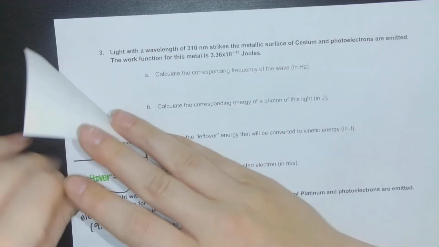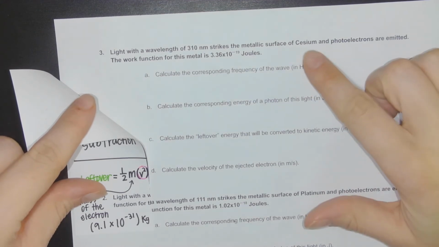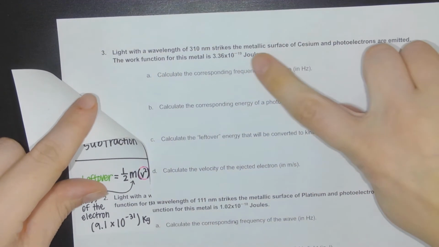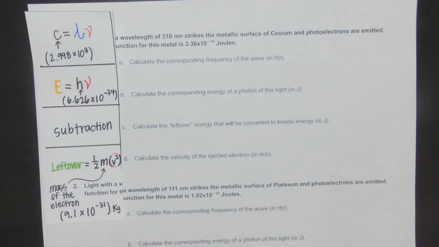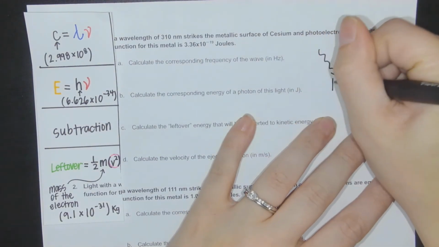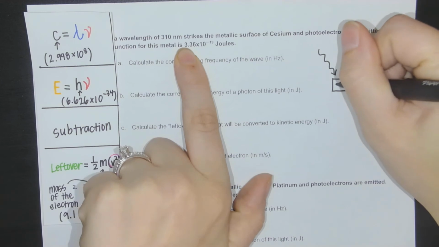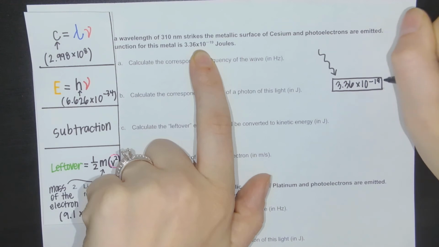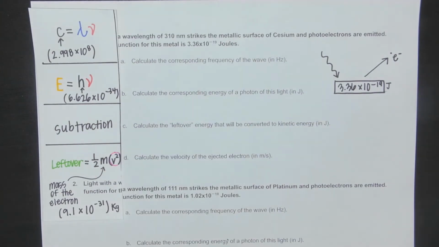So the problem says light with a wavelength of 310 nanometers strikes the surface of cesium, different metal, and photoelectrons are emitted. The work function for the metal is this. This is the cost. So, situation just as before. Light comes in, hits the metal surface. In this case, the metal costs 3.36 times 10 to the negative 19 joules for the impact. If we have enough energy, an electron will come off.